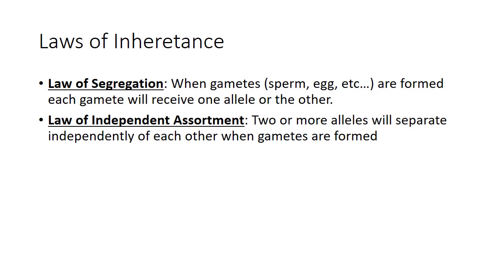So an allele for being tall will separate individually from an allele for being short. They separate independently of each other. It does not say that if I have this allele, another allele must come with me. So if I have this tall allele, this other allele will not necessarily come with it. They will separate independently of each other.